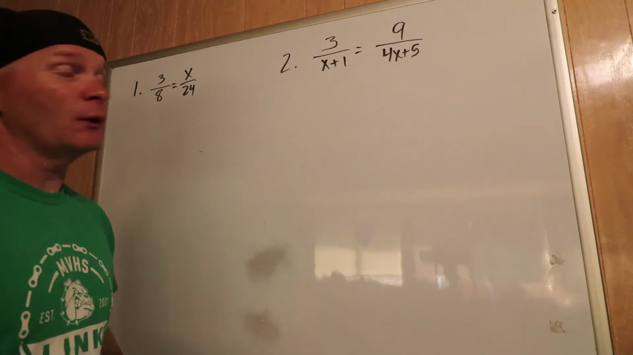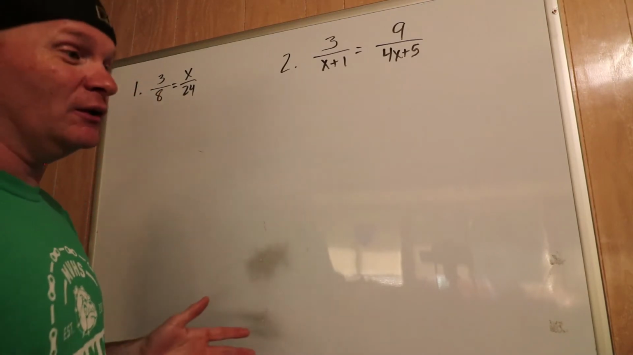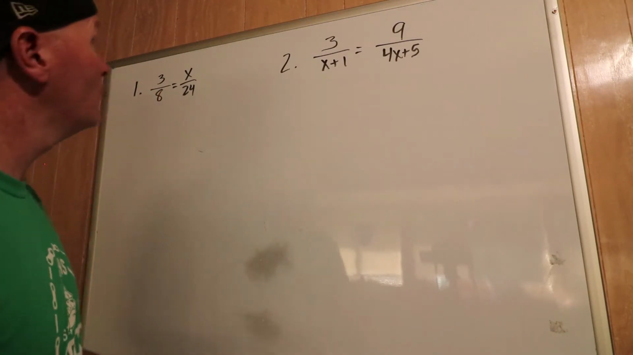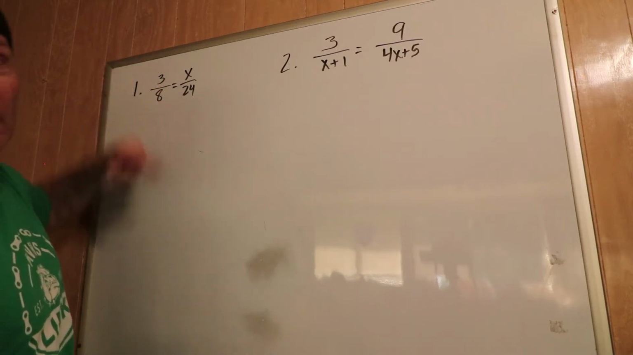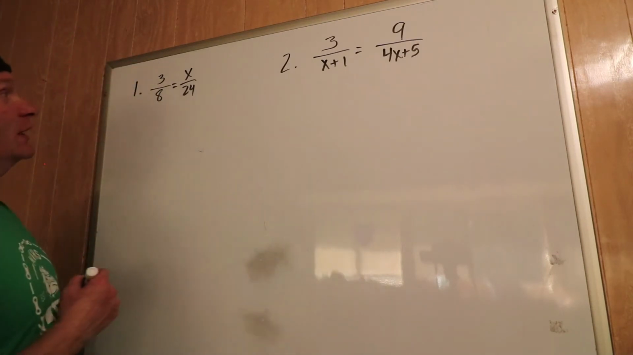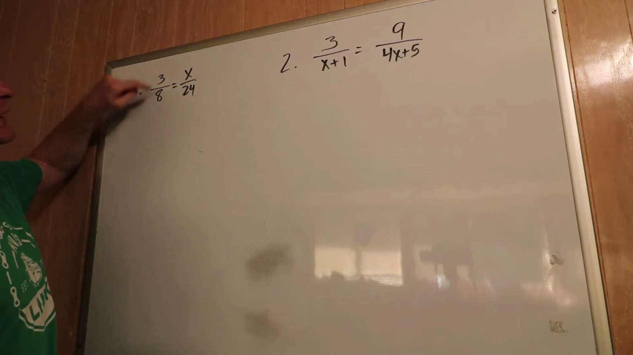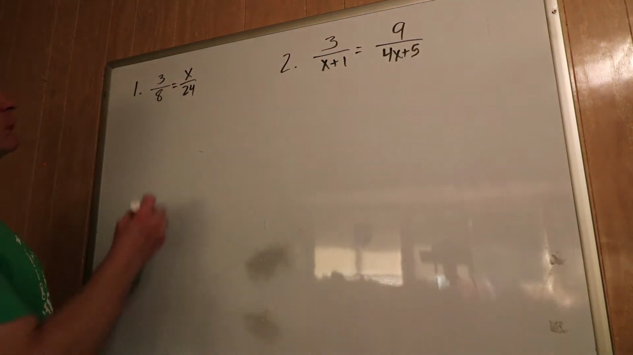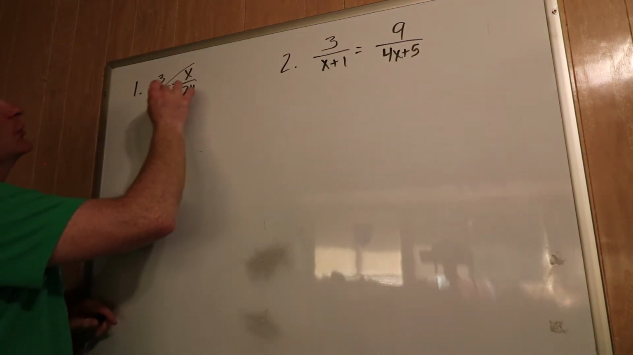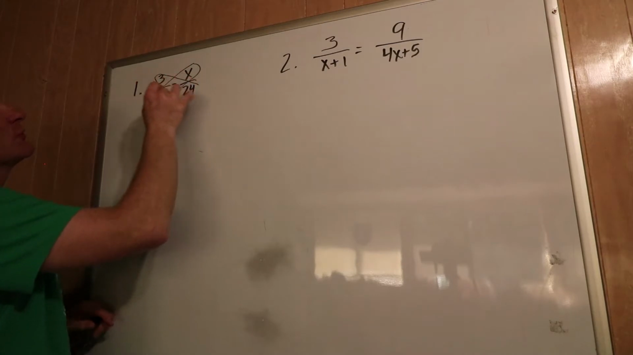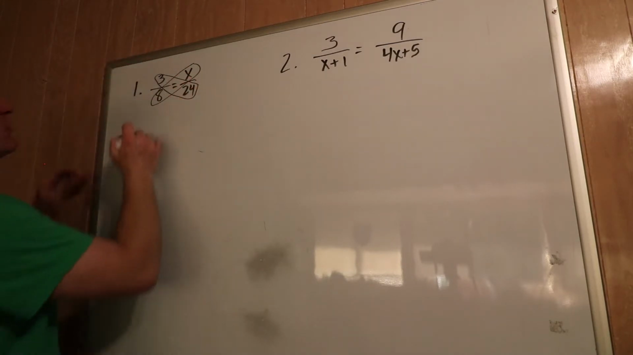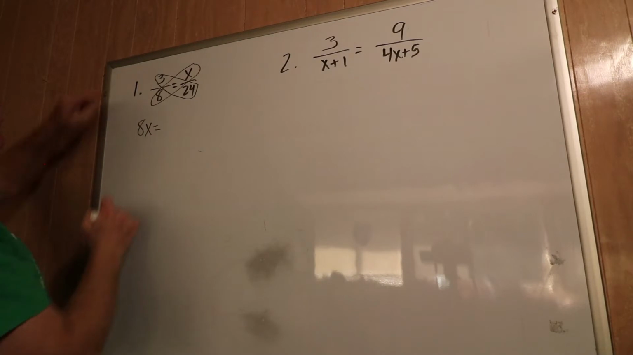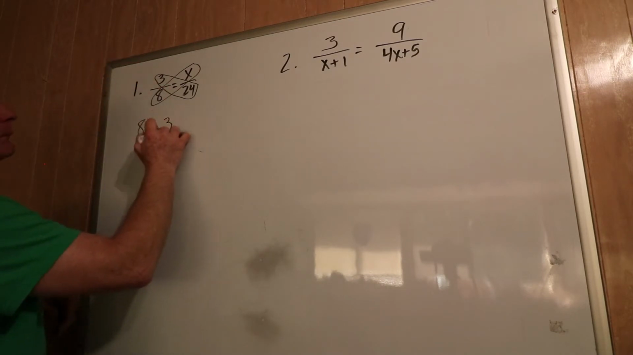Okay, first one I'm going to show you is cross multiplying. You've actually been doing this one since like middle school. And so this first one I'll give you as a really easy example, then we'll do a slightly harder one. Okay, so we got 3/8 equals x over 24. In middle school you probably circled these things. So it's 8 times x equals 3 times 24.